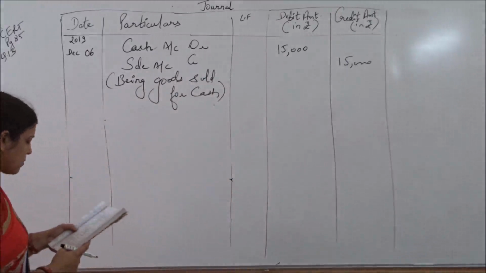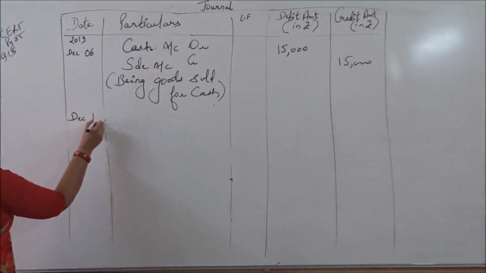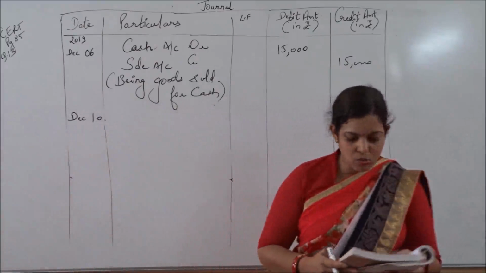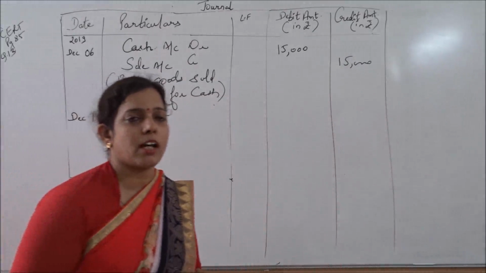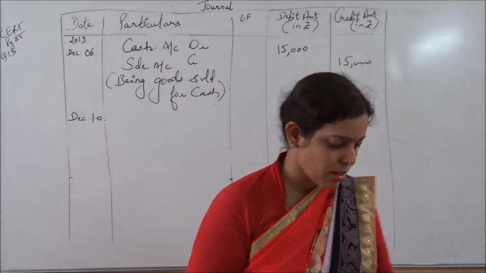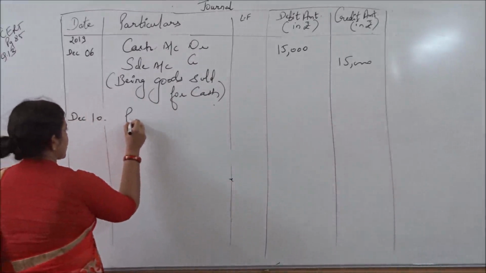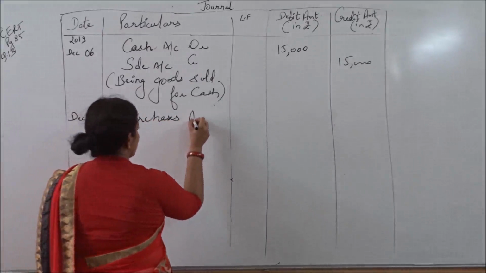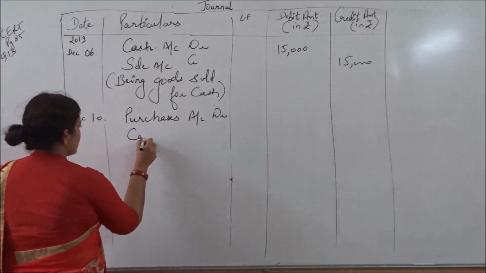Then the next one, December 10. What is the transaction? Bought goods from Tara for cash. Goods were purchased from Tara but not on credit. After the name, what have they written? Cash. So you will write purchases account debit. Goods are coming in the business. Purchases account debit and cash account credit.